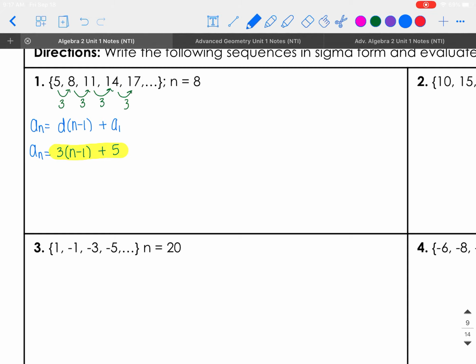So if the question just said, write the explicit formula for the sequence, we would be done. But we are learning how to evaluate the series. We're taking the sequence and we are finding the sum of the first 8 terms. So now we're going to draw our sigma. Do the best you can. Basically, we have 2 horizontal lines and then we make the zigzag in between. That's how you make the sigma.